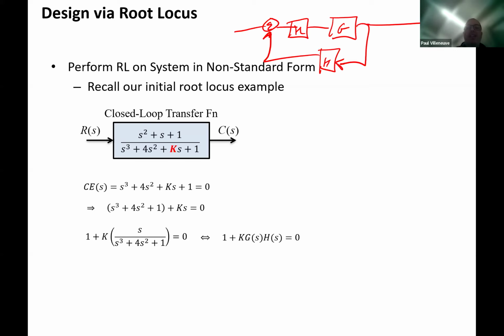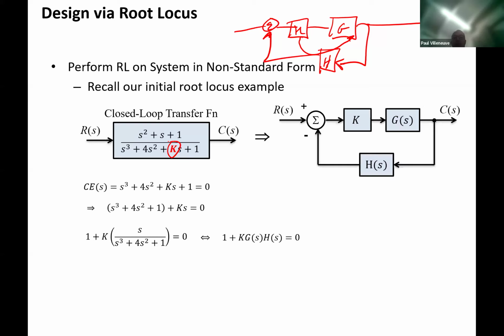Okay, so this is H, not K. What if K was not over here? What if it was embedded somehow in the G? We can't use root locus. So this K here can't be out there, right? It has to multiply K times GH.